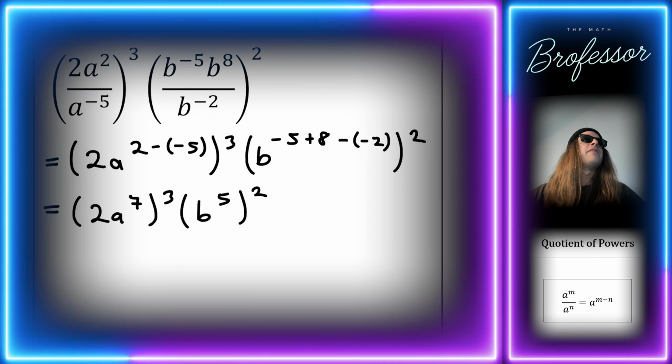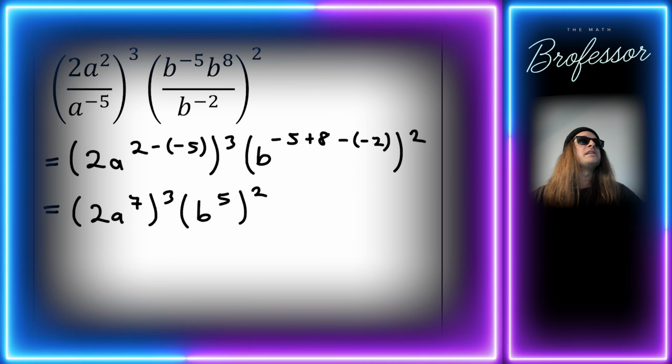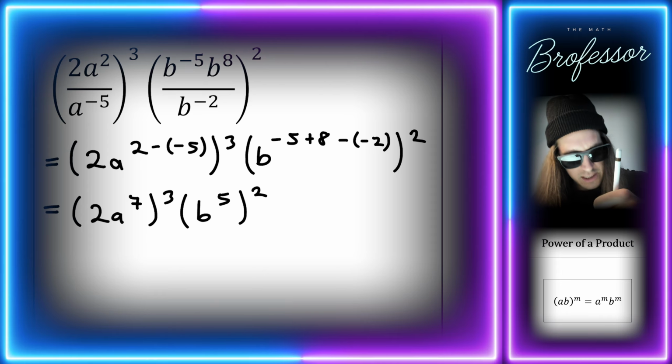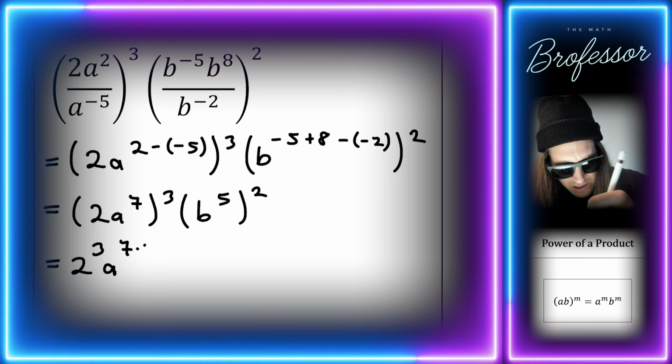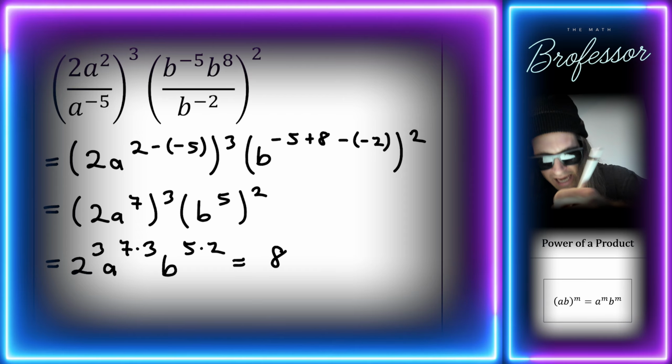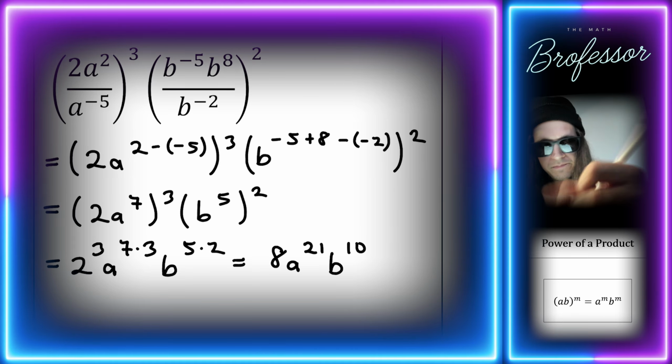All right. And then to finish this problem, to get rid of those parentheses, we need power of a product. This is your distribution. Don't forget to cube the 2 as well. So this is 2 cubed, and then a to the 7 times 3, and then b to the 5 times 2. 2 cubed is 8. 7 times 3 is 21. 5 times 2 is 10.